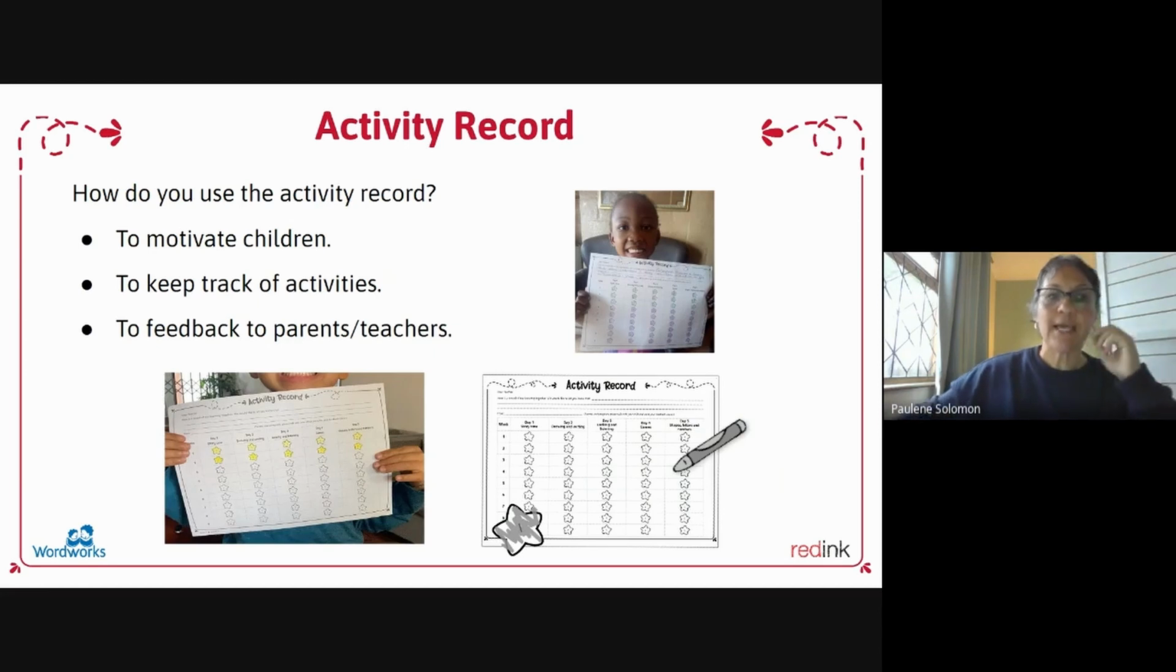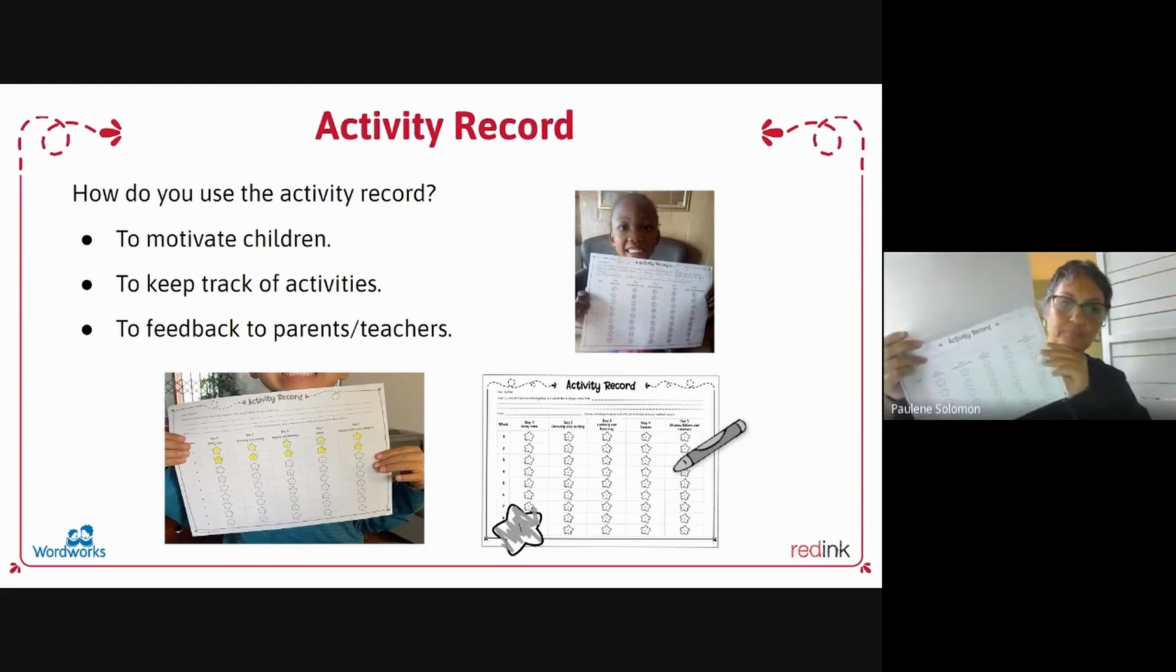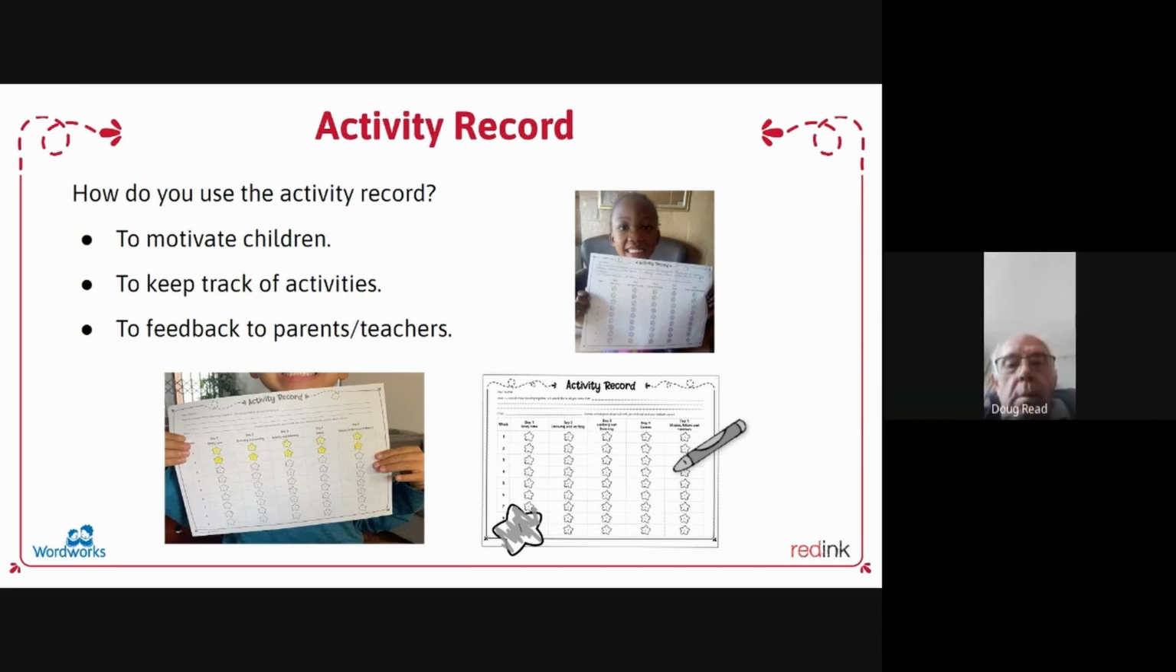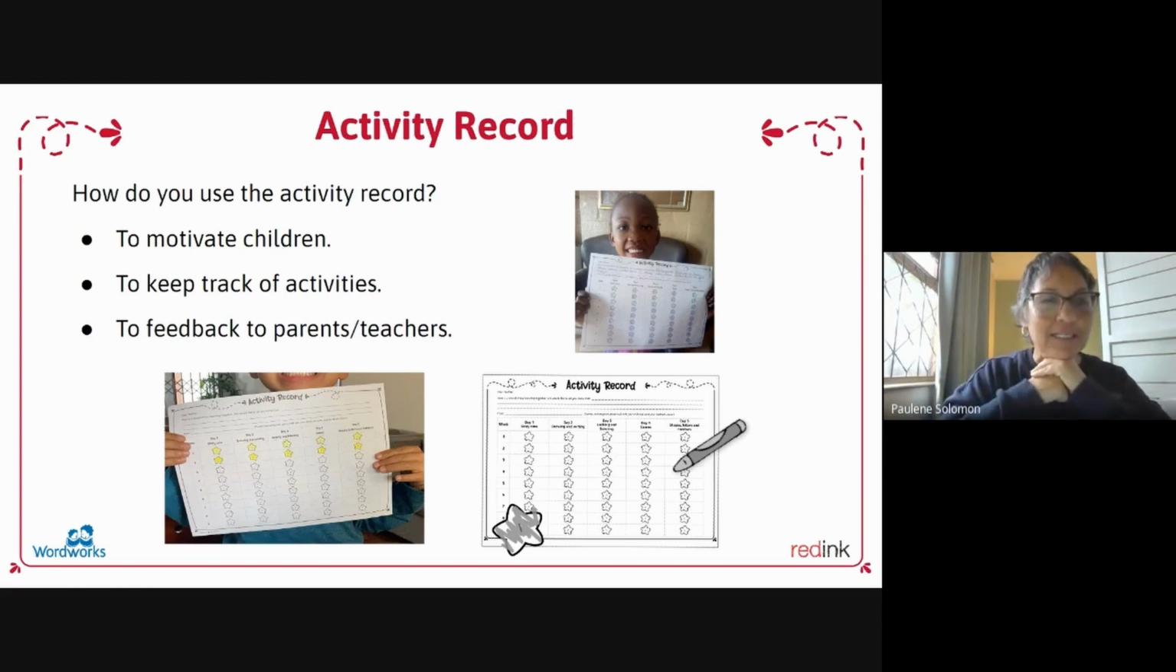So this activity record, which there's an image of at the bottom of the screen, we have placed in every learner activity book. It's at the back. And when we designed it, we know that children flourish when they get feedback, when they're motivated, when they can see, oh, I've done this activity, I've done that one, they get a tick off. It's a sense of achievement. So it was designed to motivate children to see, look what they've managed to do.